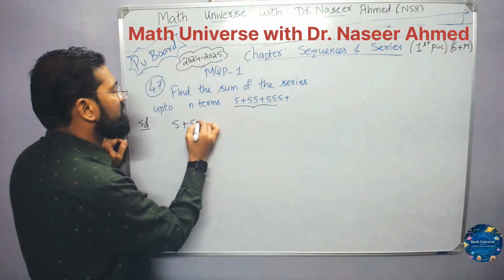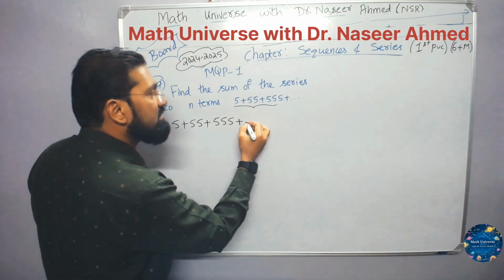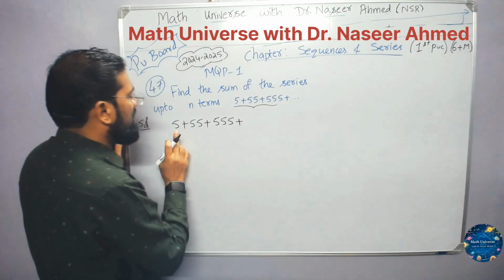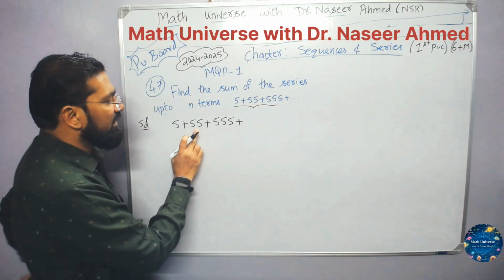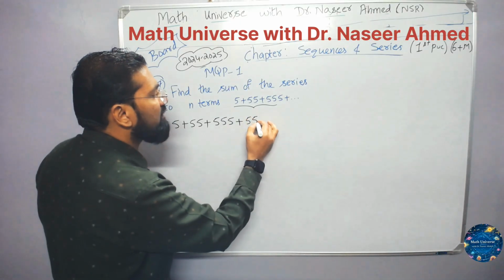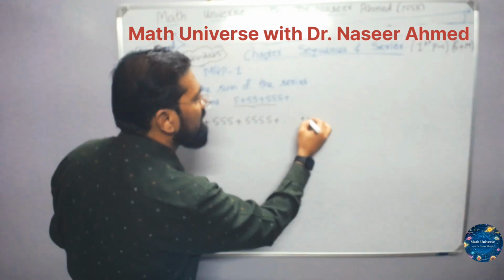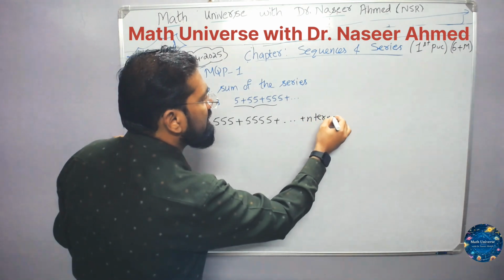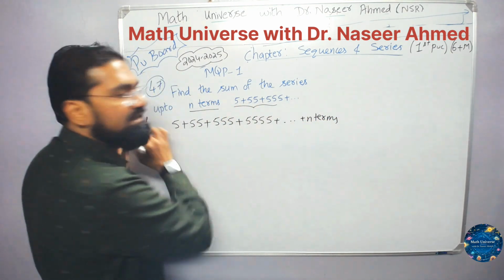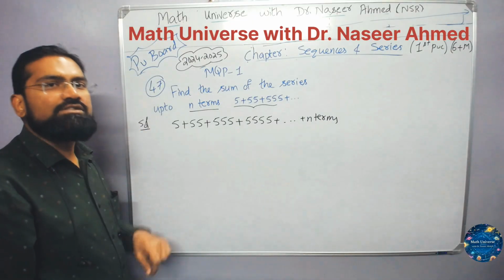5 plus 55 plus 555. The pattern will move on nothing but the next. See, in the first term there is only one 5, second term there are two 5s, third term there are three 5s, fourth term there will be 5 four times, and it moves on, and I want up to what? N terms. When they said n terms, it's very clear that it's a finite series. Is it in GP? Many will think it's in GP. No, it is not. Why?